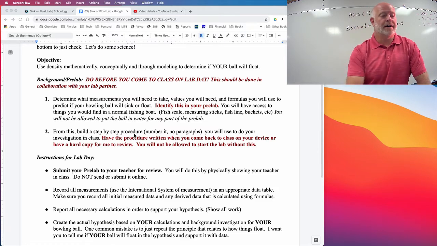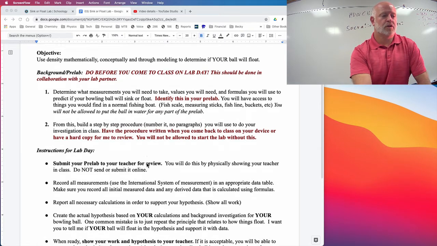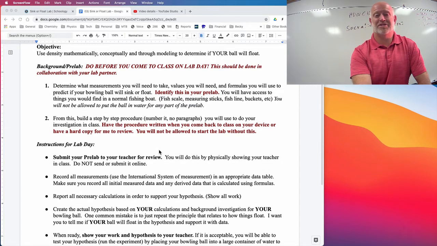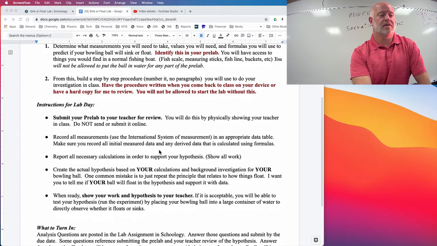So when you come back to class tomorrow, you will have that procedure written. You will have a plan in place. You need one per group or partnership to have that done. And then what's going to happen in lab tomorrow is you're going to show me the pre-lab. Say, here's our plan. I'll say, yep, you're good. Go start measuring. And then you'll go to your lab station. You'll start measuring. You'll do your measurements. You will do your calculations.